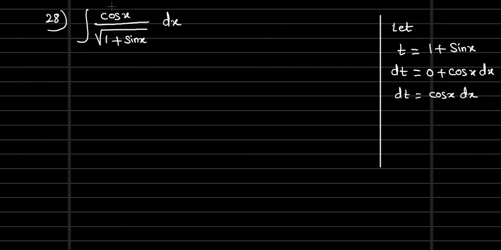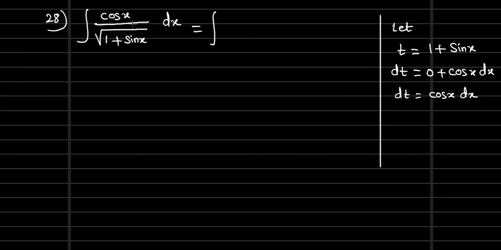See, the first thing I checked is whether it is in a direct standard form. Since it's not in a standard form, I checked whether two functions are there, and whether one function's derivative is present or not. I checked, yes. So here 1 plus sin x's differentiation we have in the numerator. So this main function I took as t, and then we proceeded. Okay, now we will substitute this in the given function.